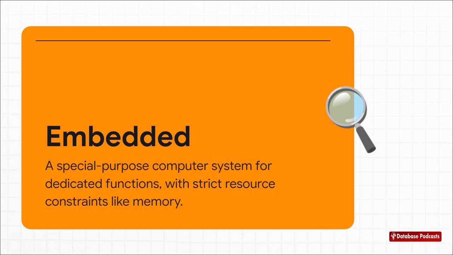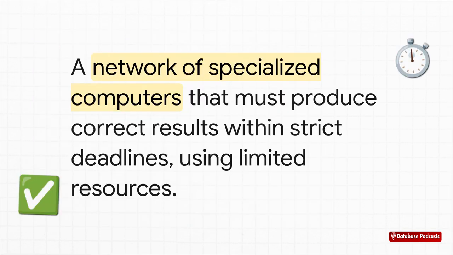And embedded. What does that mean? Well, basically, this isn't your laptop. It's not running web browsers or spreadsheets. It's a special-purpose computer designed from the ground up to do one or two things perfectly, and usually with very tight limits on things like memory, processing power, and how much energy it can use. So let's put it all together now. A DRE system is a network of these specialized resource-limited computers spread out where they're needed that absolutely must produce the correct results within unmissable, super strict deadlines. It's this combination of things that makes them so unique and so incredibly challenging to build.